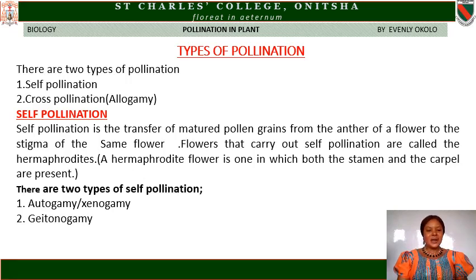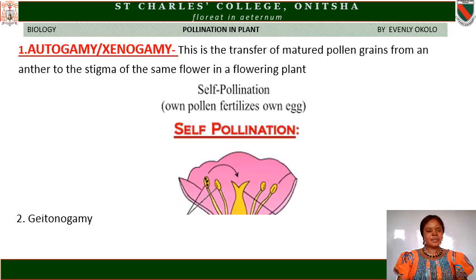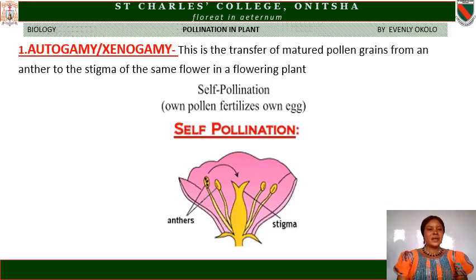There are 2 types of self-pollination. Number 1, orthogamy or xenogamy. Number 2, geitonogamy. Let's discuss them one after the other. Orthogamy or xenogamy. This is the transfer of mature pollen grains from an anther to the stigma of the same flower in a flowering plant.